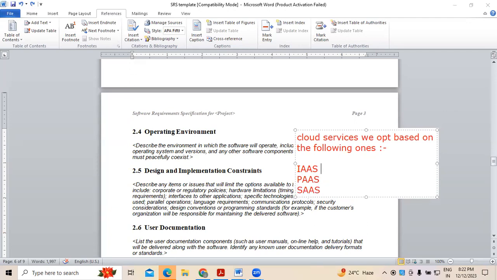IaaS stands for infrastructure as a service. Let's say, for example, you want to use infrastructure of Windows Azure platform, right? We want some infrastructure to be used, storage, networking, etc. Right? So we can opt for that service.